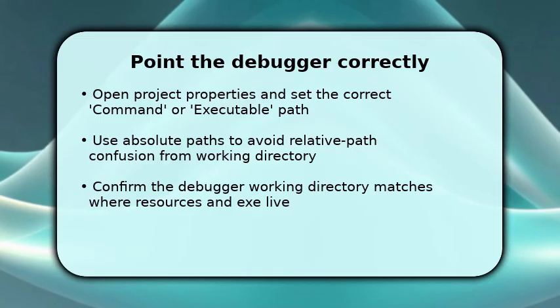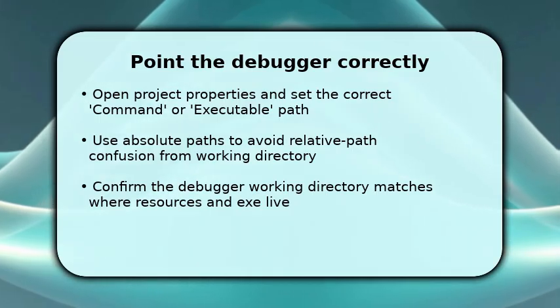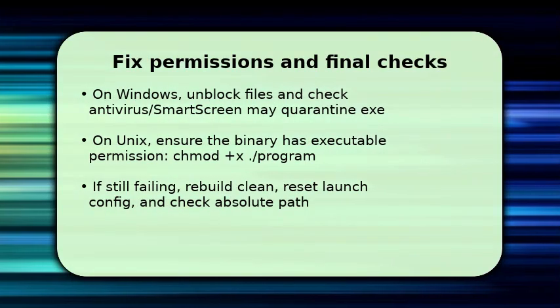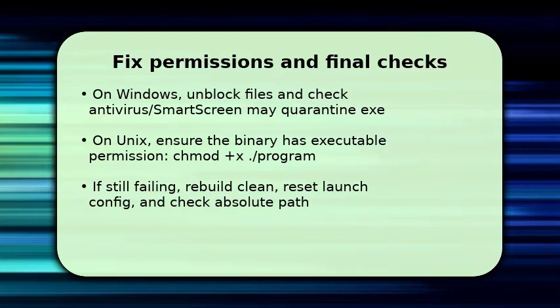Finalize by handling OS-level blockers and doing a clean check. On Unix, give the file execute permission with chmod +x. On Windows, right-click Properties to unblock or check antivirus quarantine. SmartScreen can prevent execution.